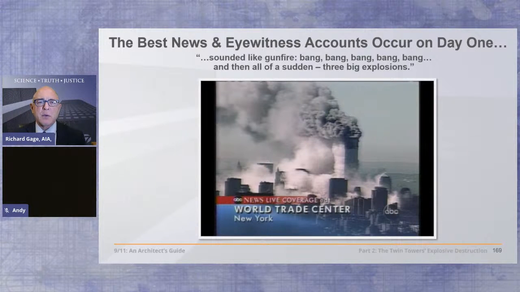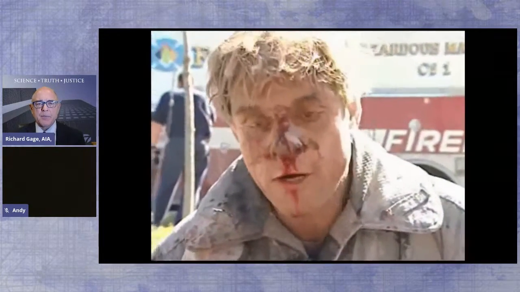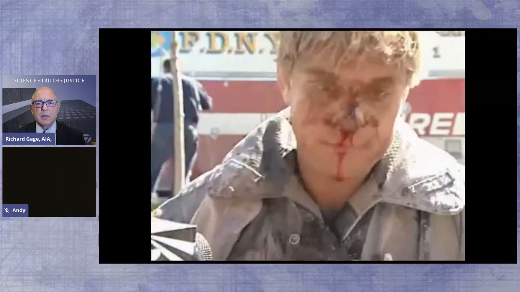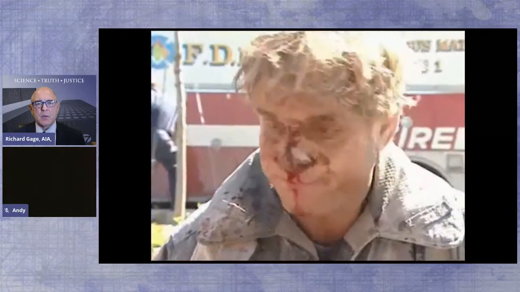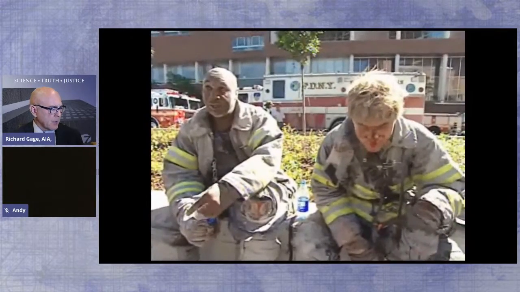Let's listen to these witnesses and see if we can get some corroboration here. As we were getting our gear on and making our way to the stairway, there was a heavy-duty explosion. The whole building just collapsed on us inside the lobby. Was that a secondary explosion? Yes, it was. Yeah, definitely secondary explosion.